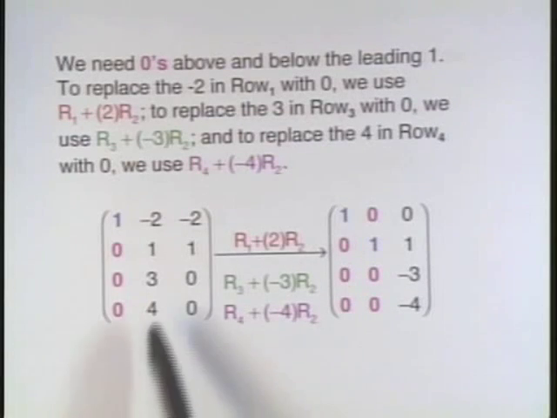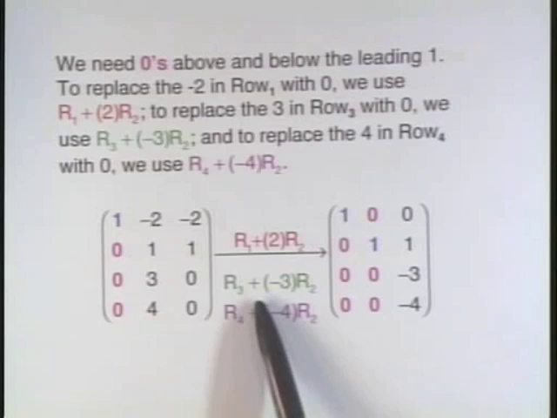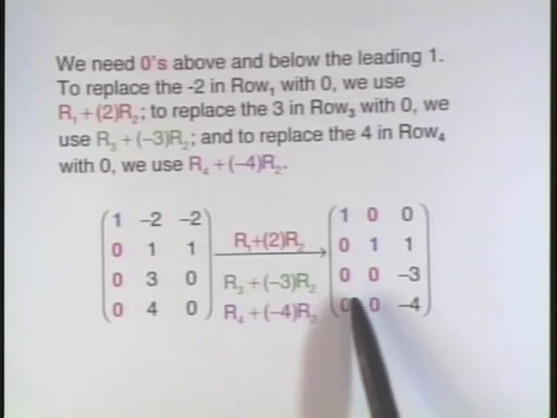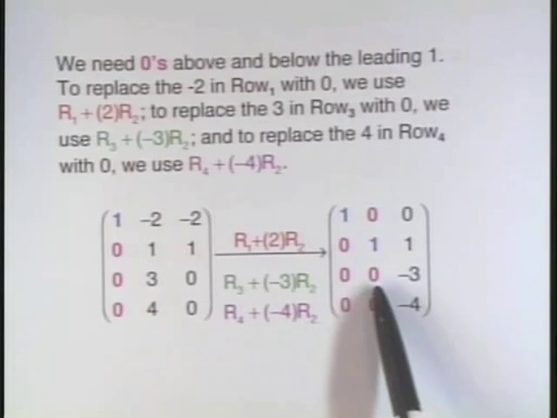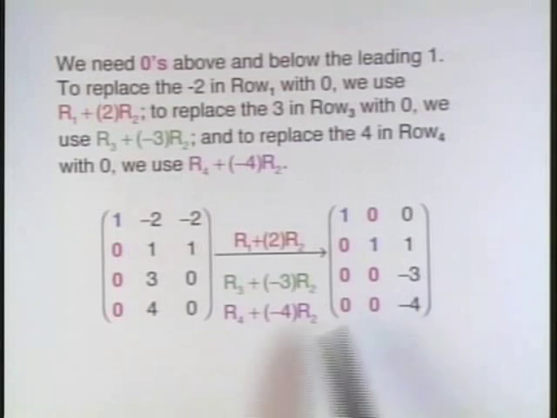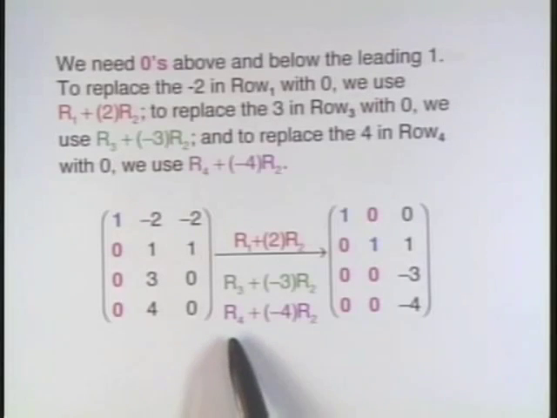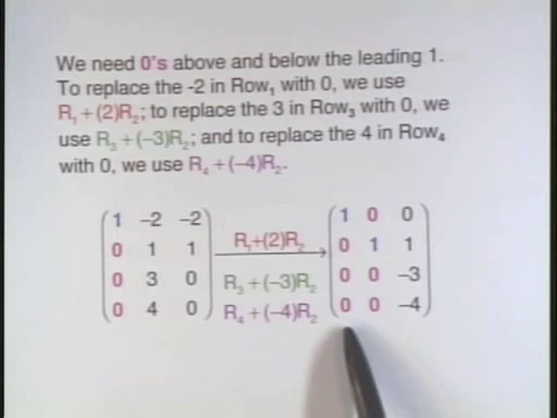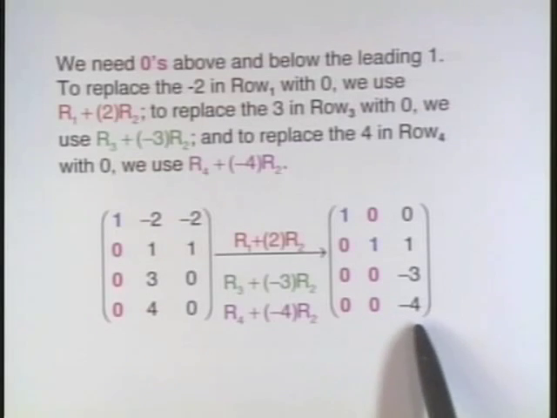To replace the 3 in row 3 with 0, we use row 3 plus -3 times row 2, and we get a new row 3 with values 0, 0, -3. And to replace the 4 in row 4 with 0, we use row 4 plus -4 times row 2 to get values of 0, 0, -4 in row 4. We're going to finish this example without looking at choices.